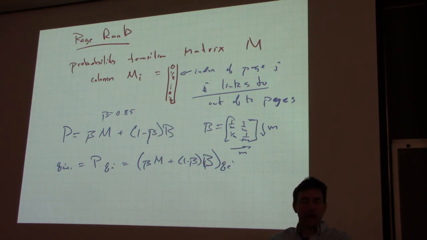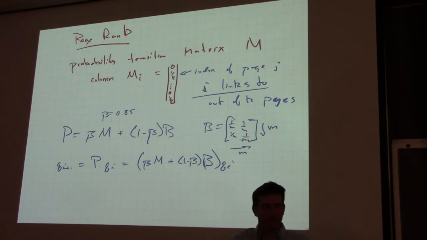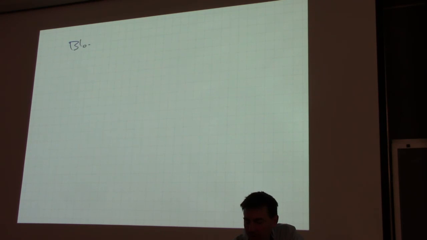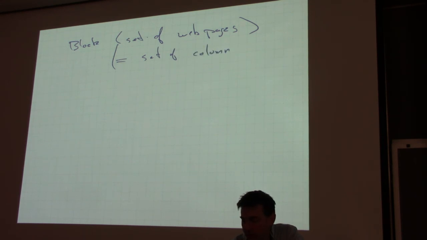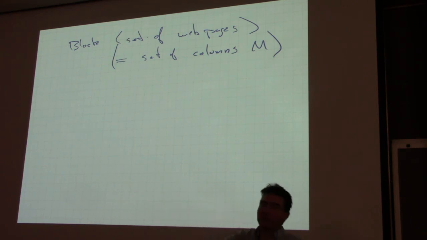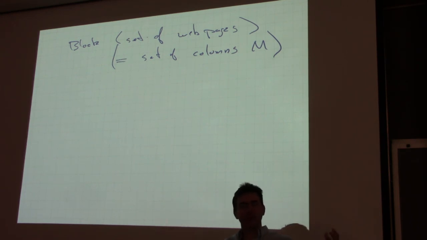So how do we do this on MapReduce? All right, so how would we do this on MapReduce? Think of a block as a set of web pages, right? Which is equivalent to a set of columns of M. Okay, and so then I'm going to do 50 rounds of MapReduce, and each time I'm going to process the Q vector by each block. So I'm going to send the Q vector out.